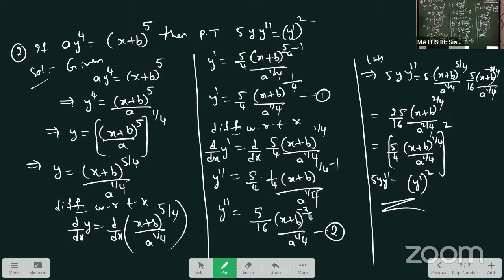Most important question. Powers are in fractions, so it is a little bit difficult to do the differentiation. If you concentrate on addition and subtraction, you get the answer easily. Focus on the simplification.